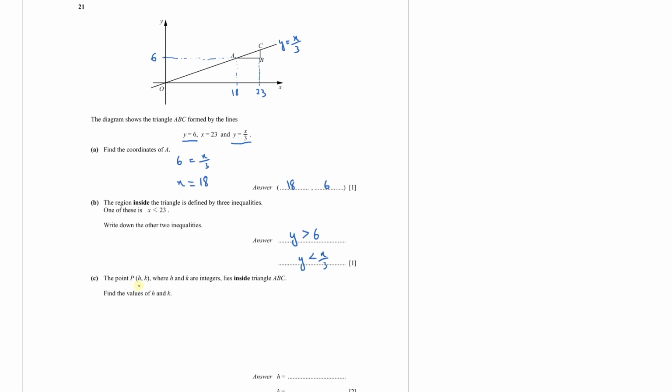The point P represented by h and k, where h and k are integers, lies inside this triangle ABC. Find the values of h and k. So let me quickly sketch this triangle here, and enlarge it so you can get an idea of what's going on.